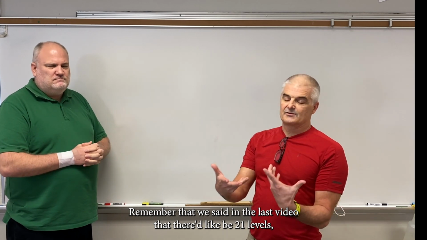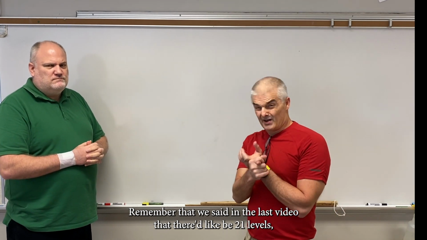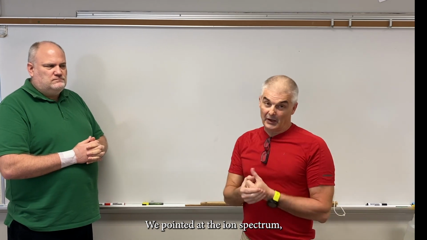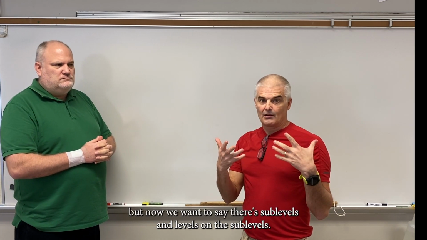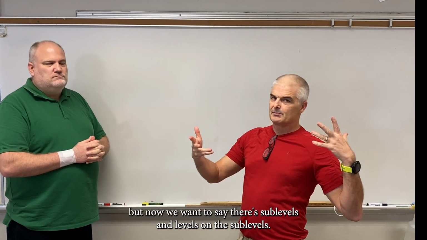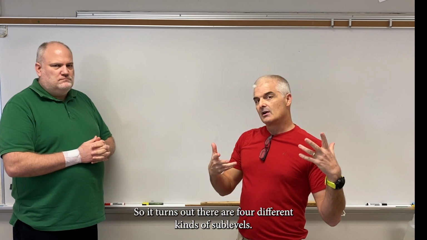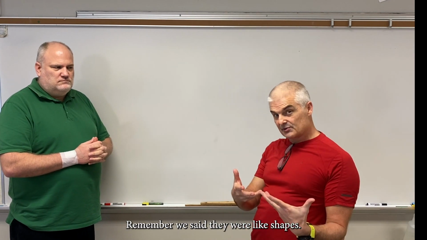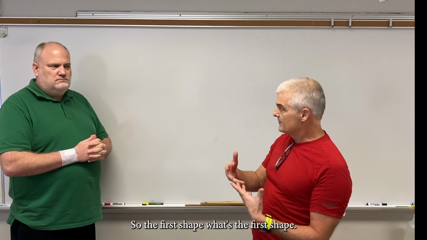Remember that we said in the last video that there'd be 21 levels, and we said that's not true, and we pointed at the iron spectrum. But now we want to say there are sublevels and levels on the sublevels. It turns out there are 4 different kinds of sublevels. Remember we said they were like shapes. So the first shape, what's the first shape?